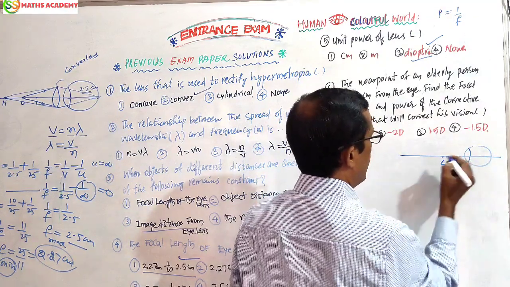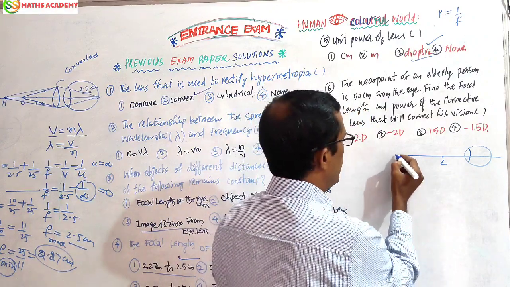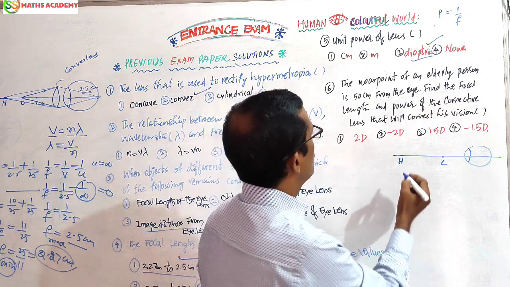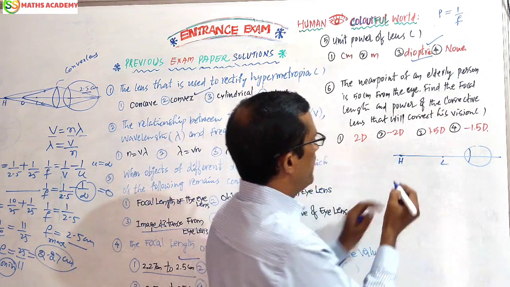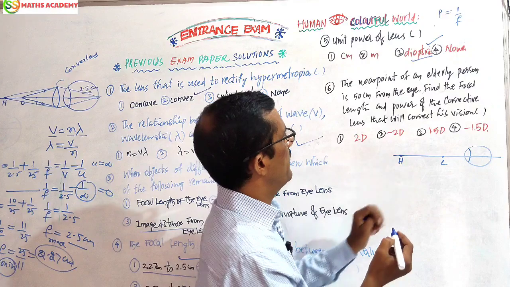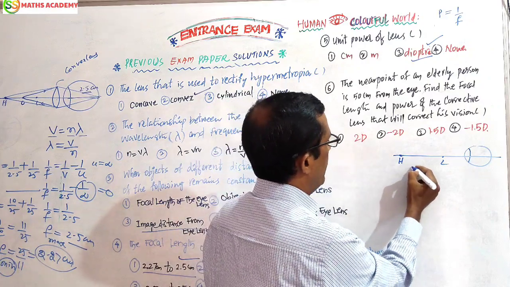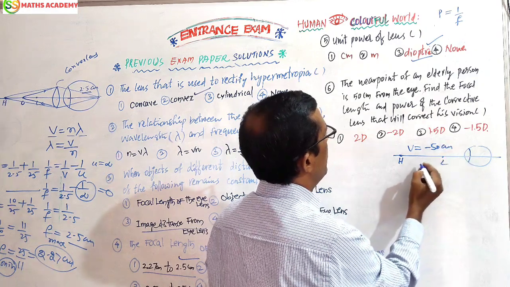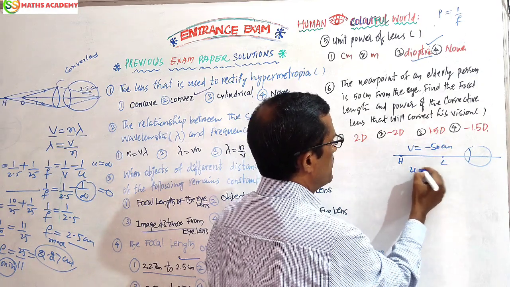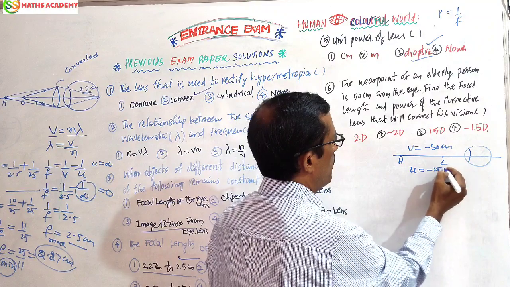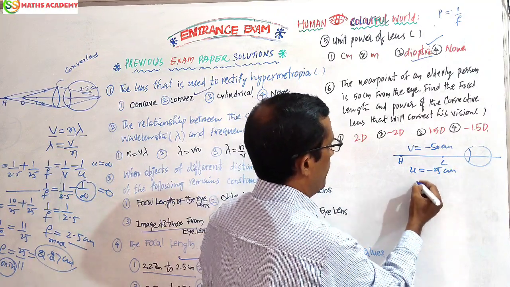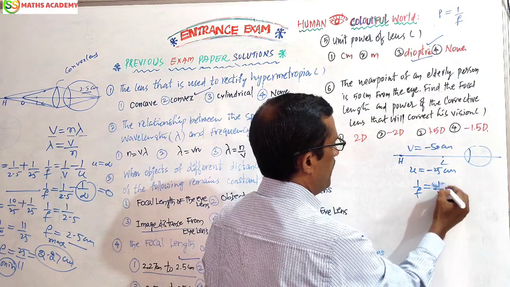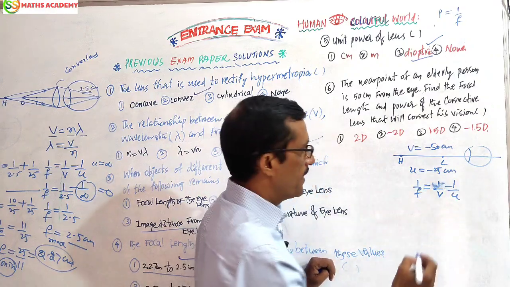So this is the least distance of distinct vision. This is the near point. So here the image is forming here. That's why here we can take v equal to minus 50 centimeter and u equal to minus 25 centimeter. Then 1 by f equals 1 by v minus 1 by u.